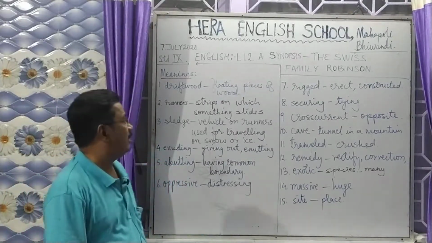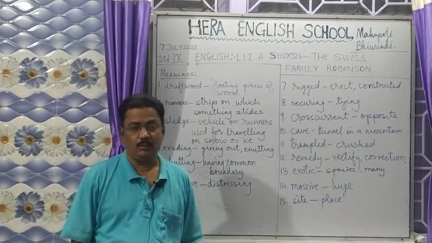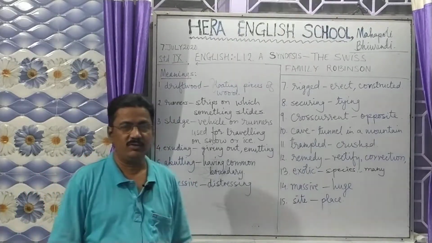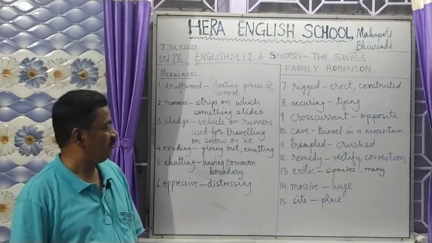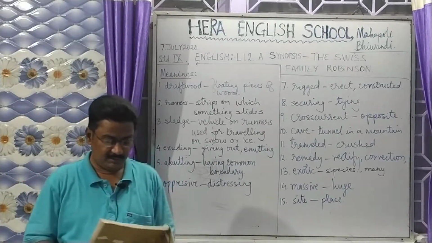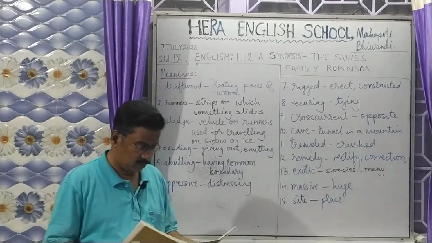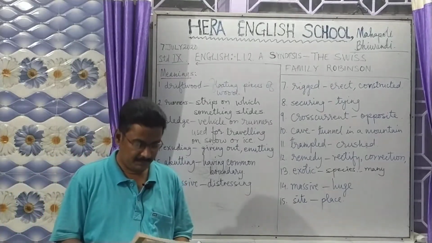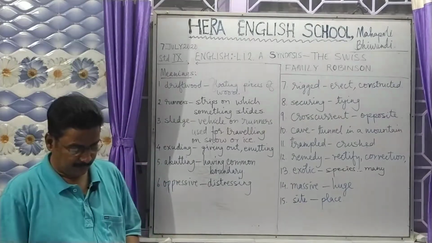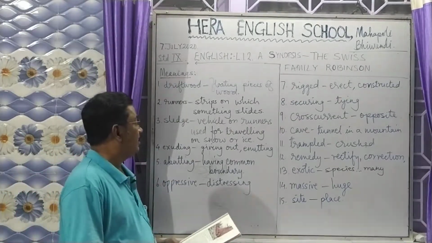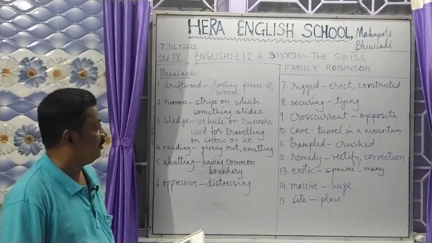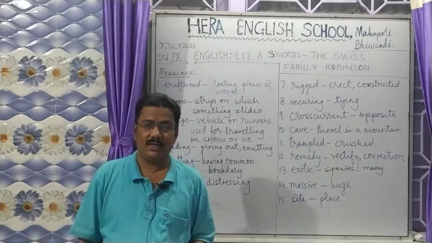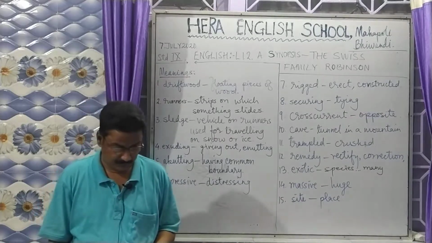In my previous lecture, we were on lesson 1.2, a synopsis of The Swiss Family Robinson. First 3 paragraphs, and then the 2 paragraphs in the next lecture. Today we start from page number 7, the first paragraph on page number 7. The family of Robinson has 4 sons, 2 doggies and man and wife.